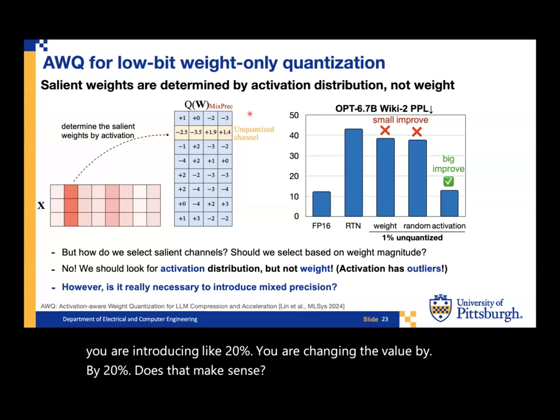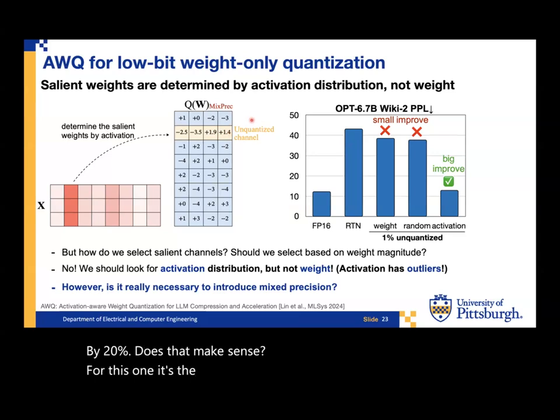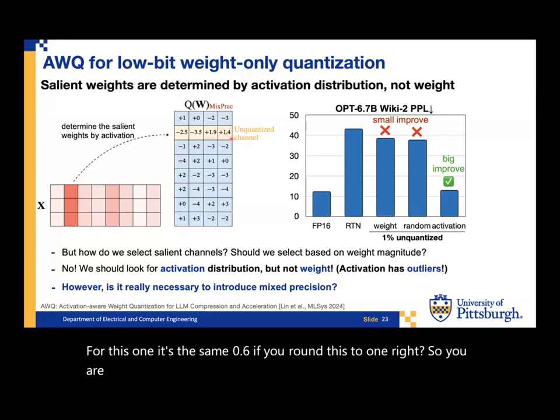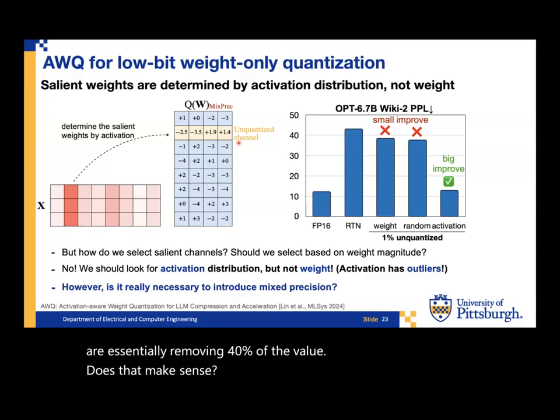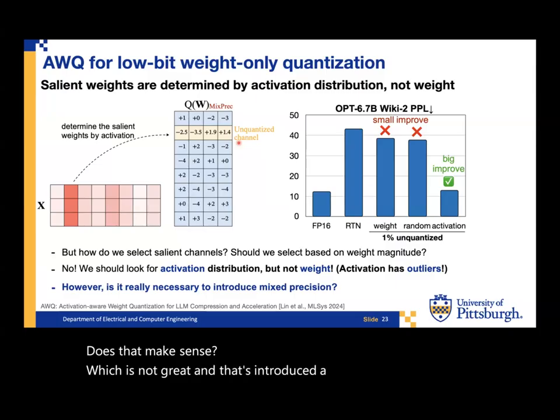For this one, it's the same. 0.6. If you round this to 1, right? So you are essentially removing 40% of the value. Does that make sense? Which is not great, and that introduces a lot of error basically.